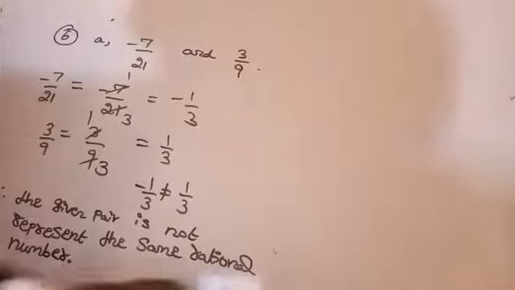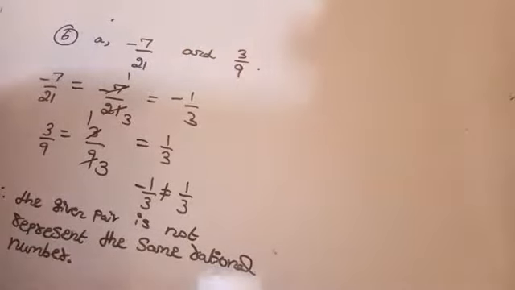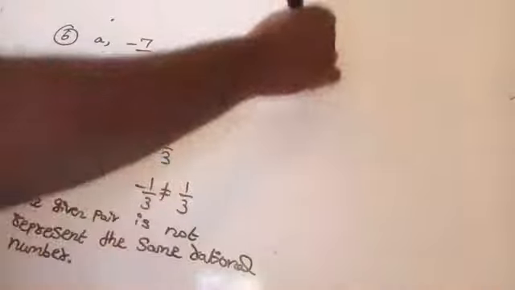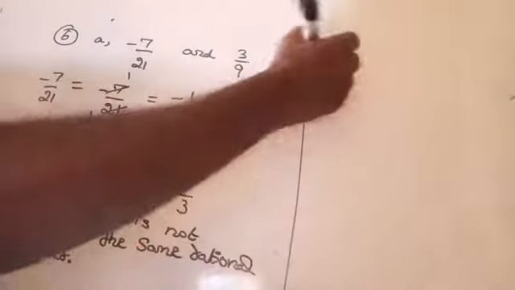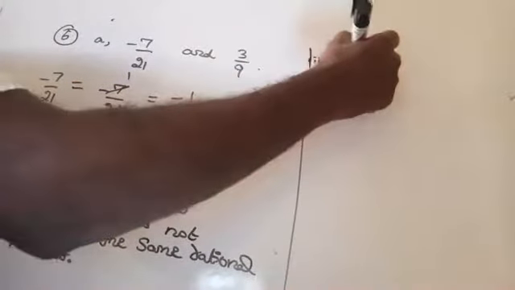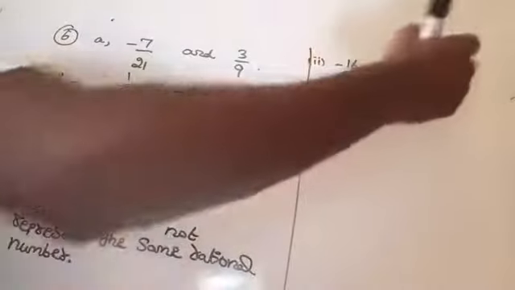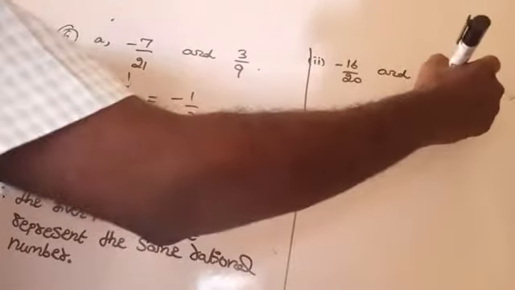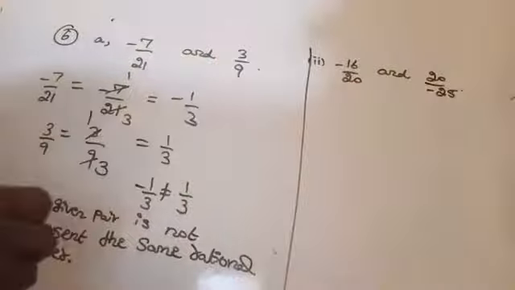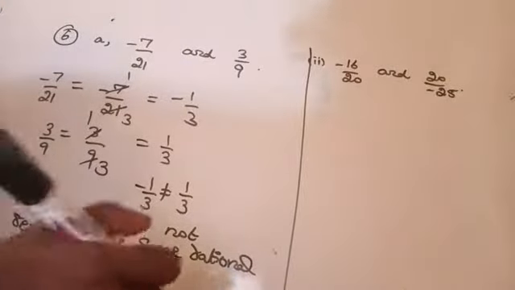Are you getting there? Yes. Look at the next part in the same question. It's given that minus 16 by 20 and 20 by minus 25. Now reduce into the lowest form, otherwise write down in the standard form.